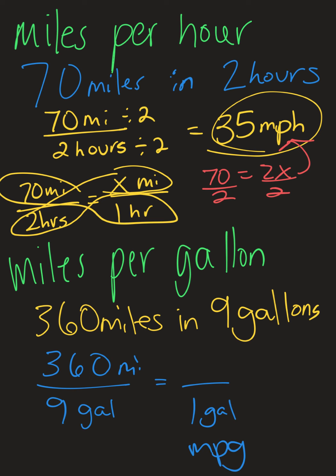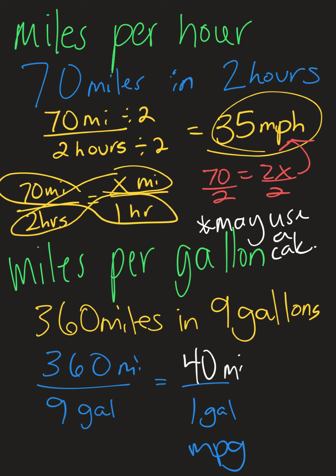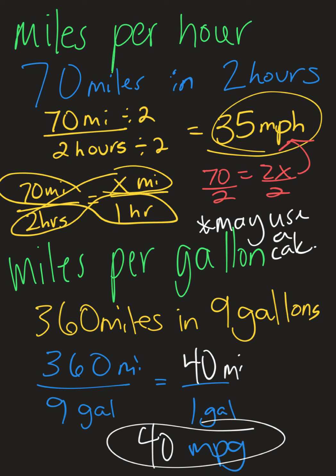For the record, you are welcome to use a calculator in this lesson. That is fine with me. I'm not testing you on your division skills at this moment. I want to know, do you know how to find a unit rate? So 360 divided by 9 gives me 40 miles per gallon, 40 mpg. Okay?